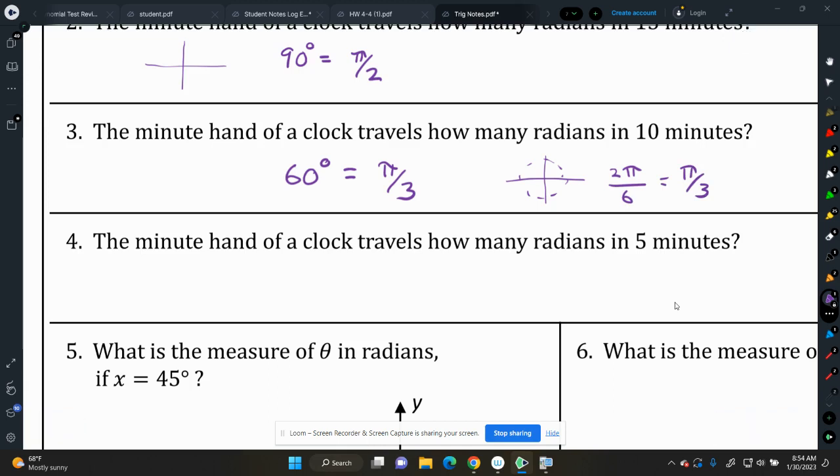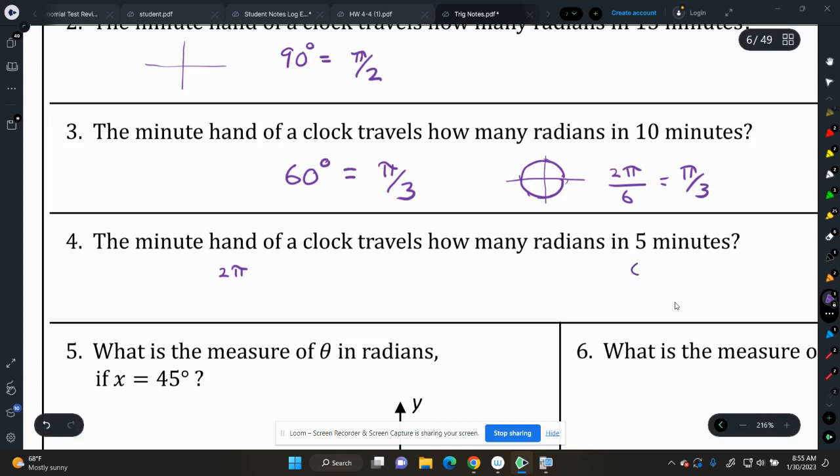Okay. The minute hand travels how many radians in 5 minutes? Well, again, one full time around is 2 pi. 5 minutes, so how far does it travel? Not 1/6, but 1/12, right? 5 is 1/12 of 60 minutes. Does everybody understand that? Yeah.